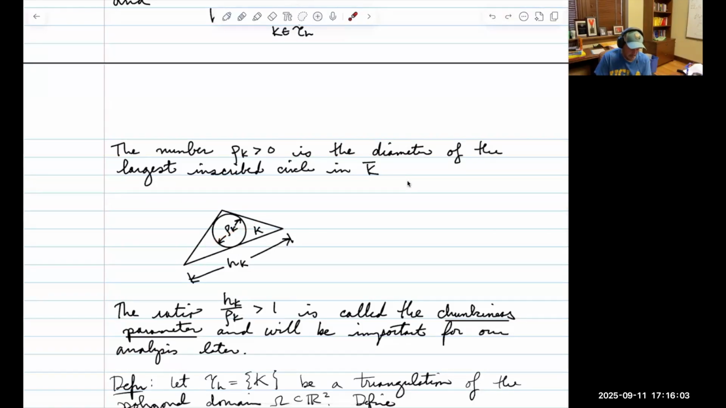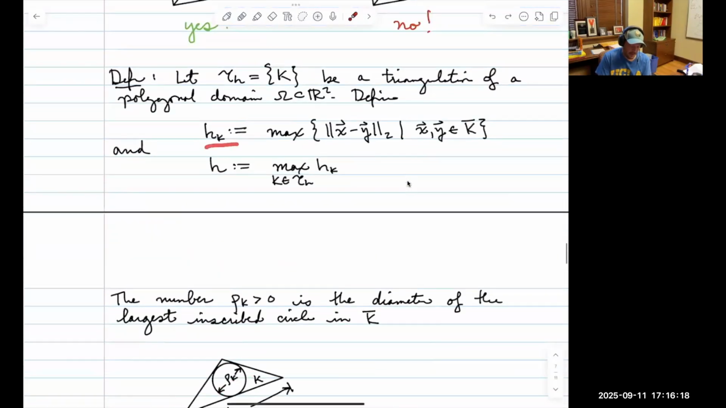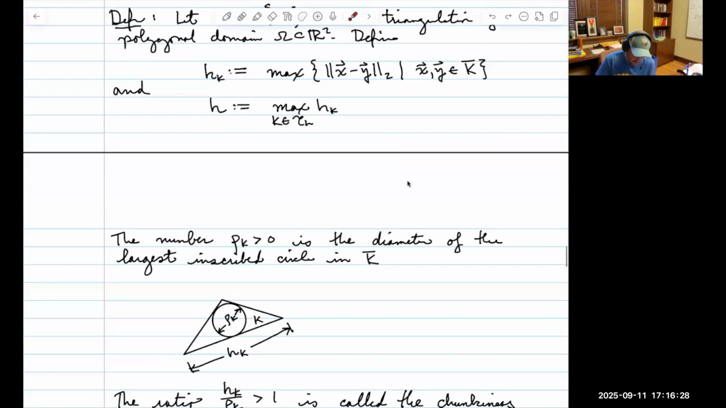If I take the maximum, then for this triangle, it looks like the 2 points which are separated by the most distance are the points at these 2 vertices. Okay, and so that gives me my HK, right? HK is the max taken over all possible distances of any 2 points drawn from the same triangle. And I'm drawing it from the closure of the triangle. That allows me to put those 2 points at the vertices, instead of having to use a supremum instead of max.